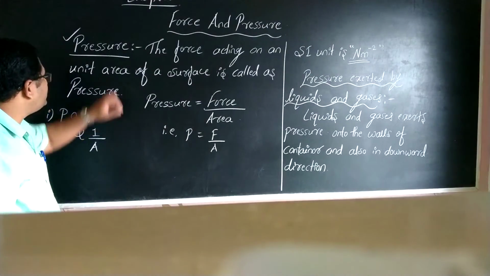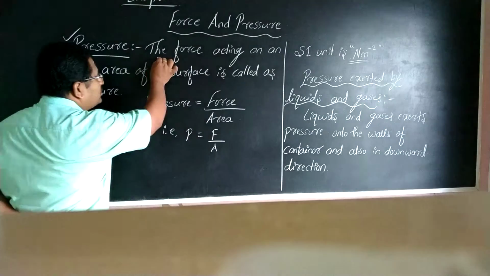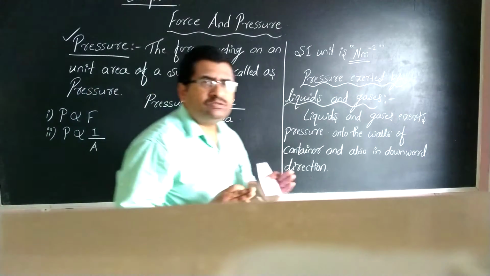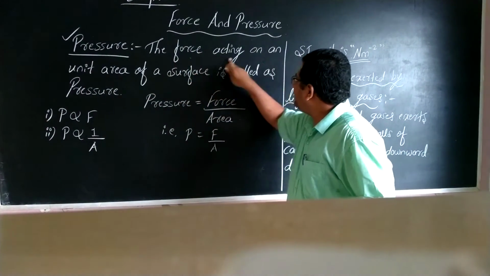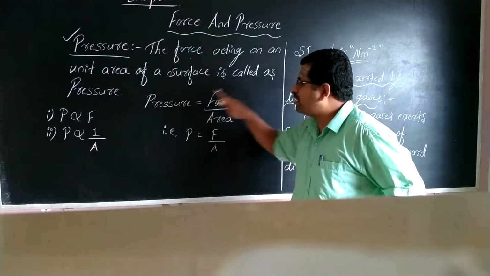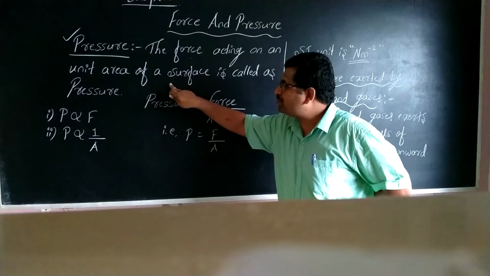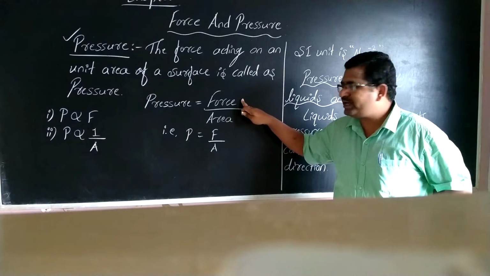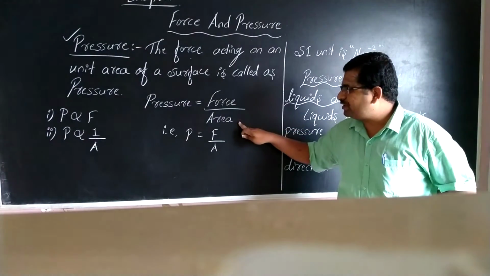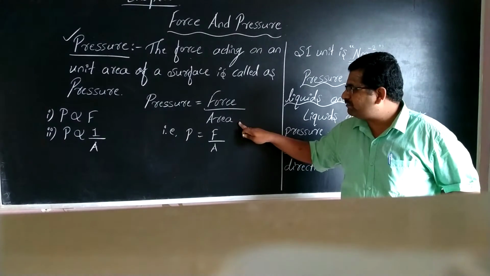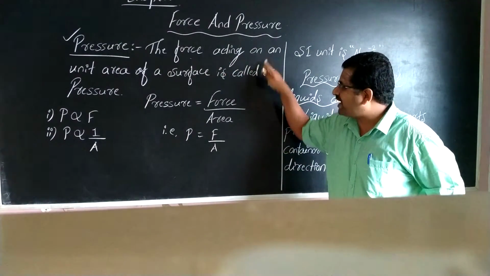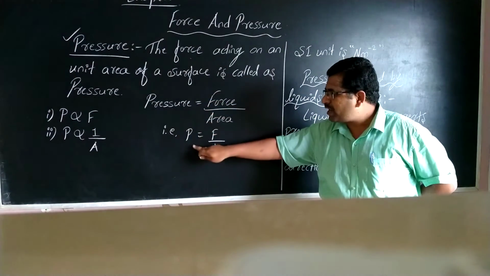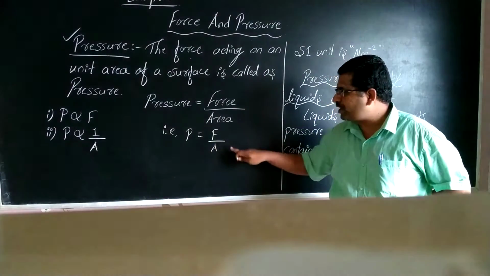The physical quantity pressure is defined as the force acting on unit area of a surface. Here the definition is like this: the force acting on a unit area of a surface is called pressure. According to the definition, pressure is equal to force by area. In the numerator, the physical quantity force will come, and in the denominator, the physical quantity area will come. So force acting on a unit area is called pressure, and this can be written as P is equal to F by A.